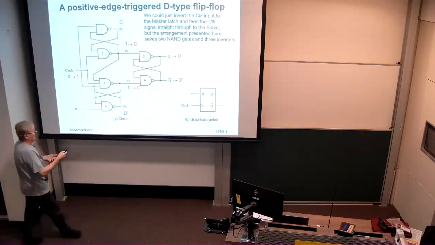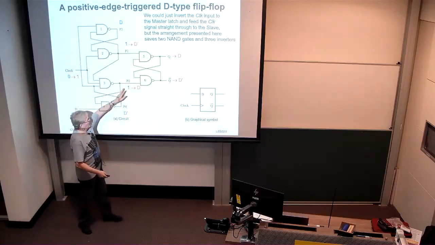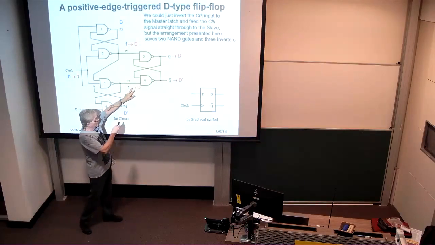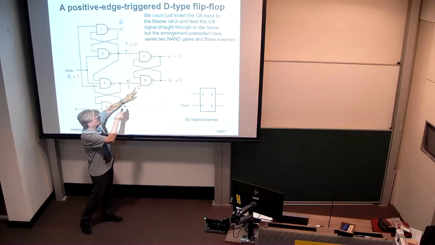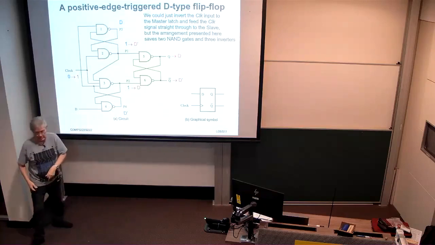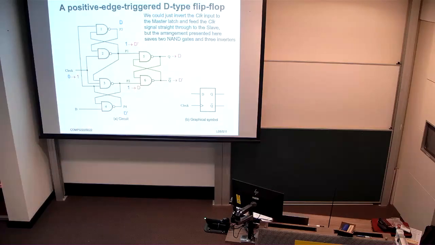Think of the flip case. If D is 0, then P2 is at 0. That forces this NAND gate's output to 1. And together with the 1 that we have up here, given that D is 0, then P1 must be 1. We have two 1s coming in, so there must be a 0 going out at the top. So clearly we have the situation when the clock goes high that the Q output of the flip-flop goes to D.